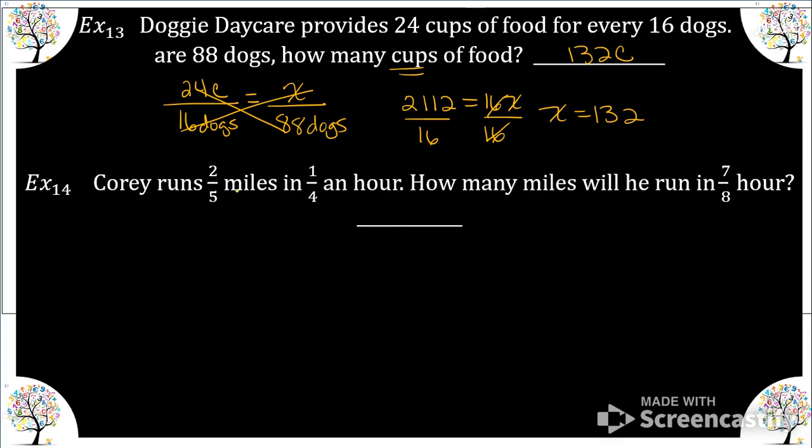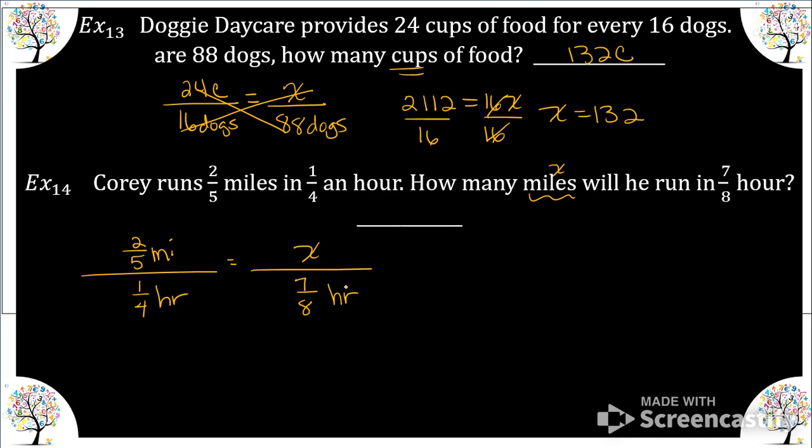Corey runs 2/5 miles in 1/4 of an hour. How many miles, that's our x, will he run in 7/8 hour? So let's do miles over hour equals miles over hour. So 2/5 mile over 1/4 hour, it's called a complex fraction, a fraction over a fraction, equals x miles over 7/8 hour. So we're simply just going to cross multiply.